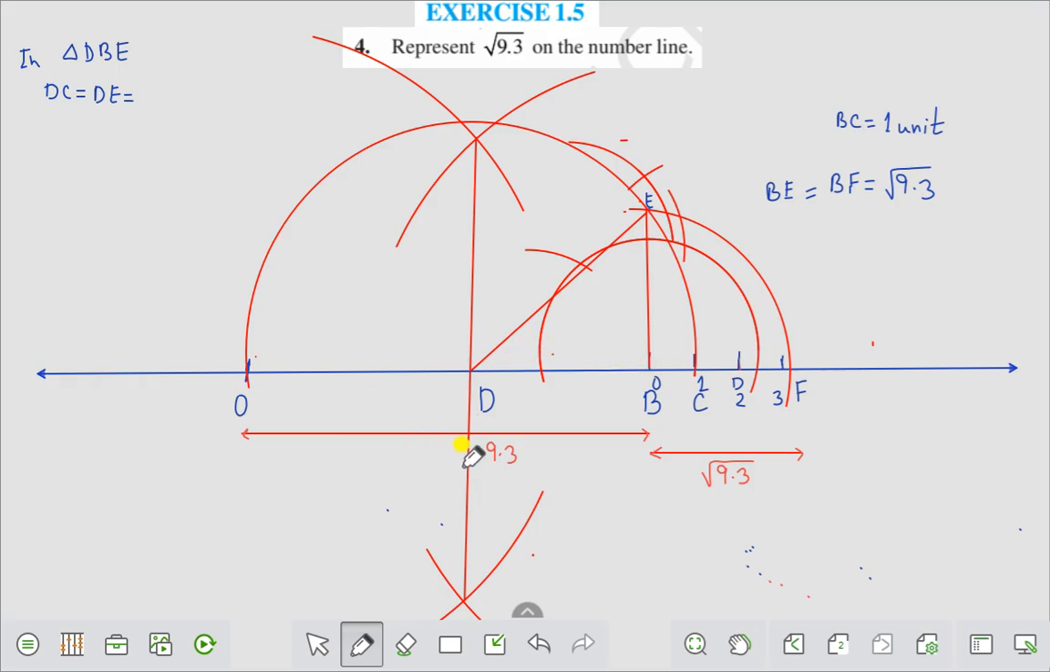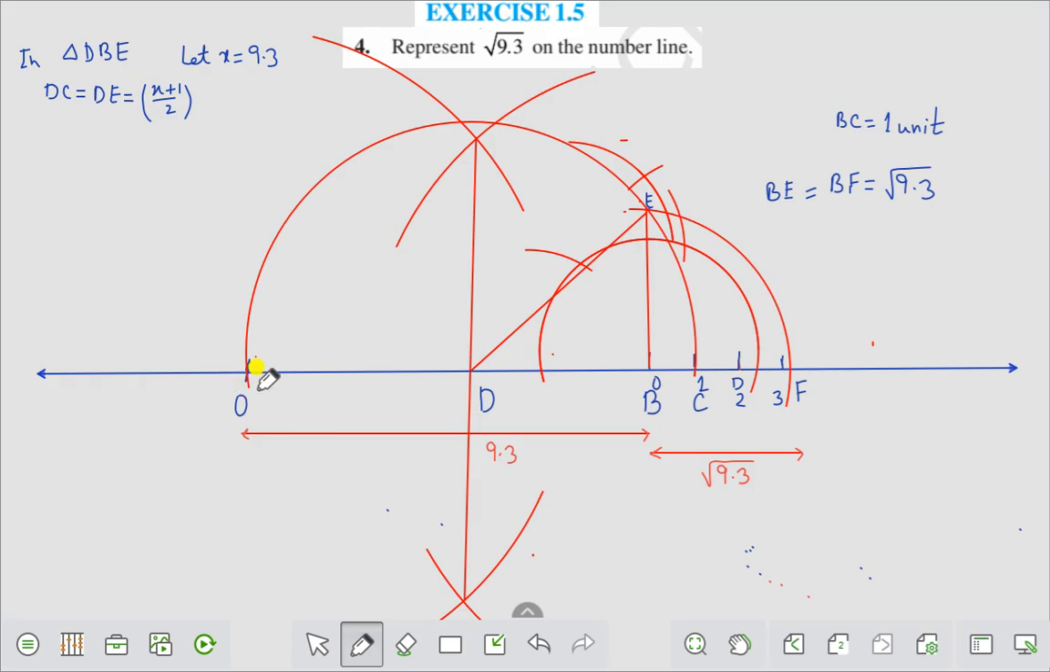Now let us take the value. Let x be equal to root over 9.3. Right? Now from here to here, this value is x, and this BC is 1. Therefore, we will get DC as x plus 1 by 2. DC is equal to DE is equal to x plus 1 by 2.